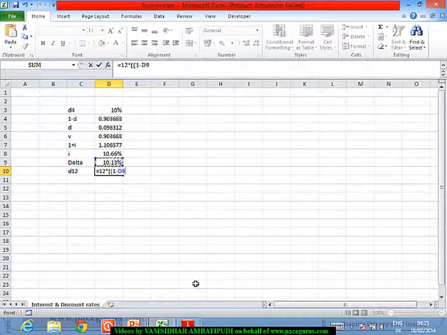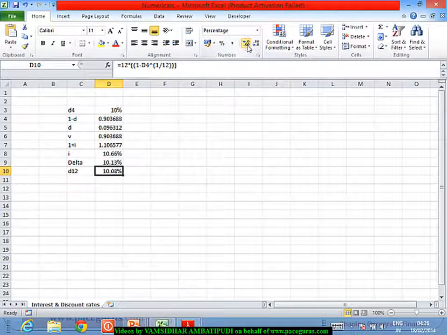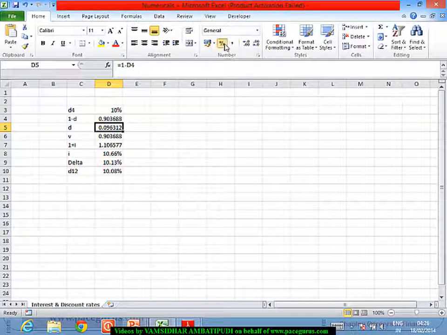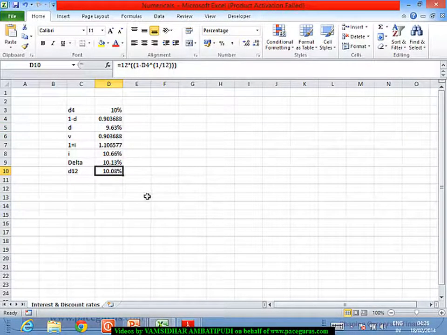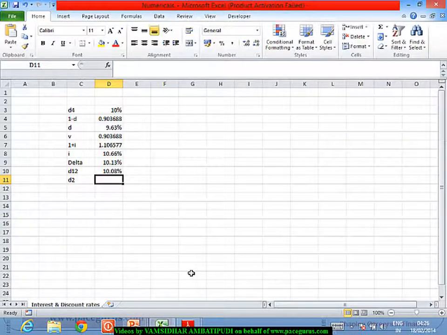What is 1 minus D? I have this 1 minus D to the power 1 by 12. So this is coming out to some 10.08%. The semi-annual discount is coming out. See, the effective annual rate of discount is 9.63. The monthly is 10.08. The quarterly is 10, and probably semi-annual should be between 10 and 9.63.